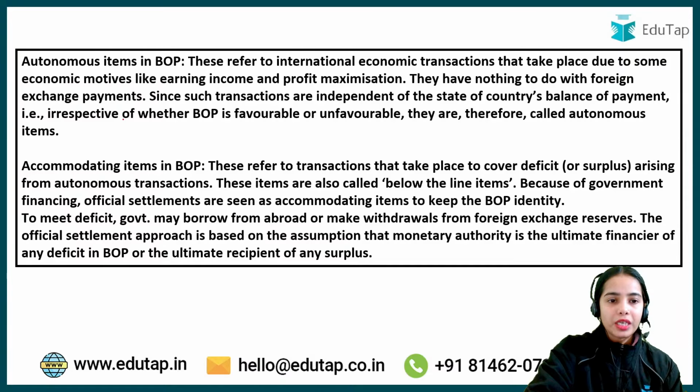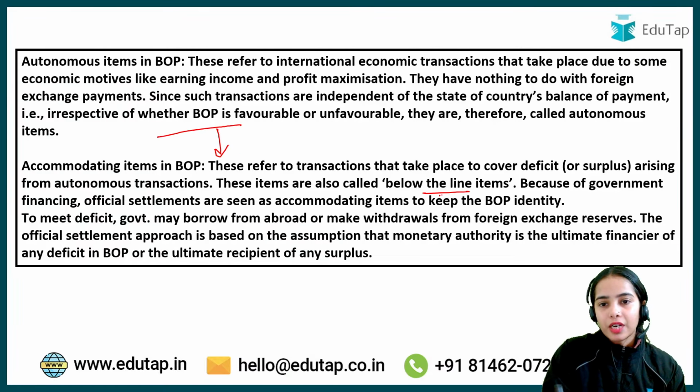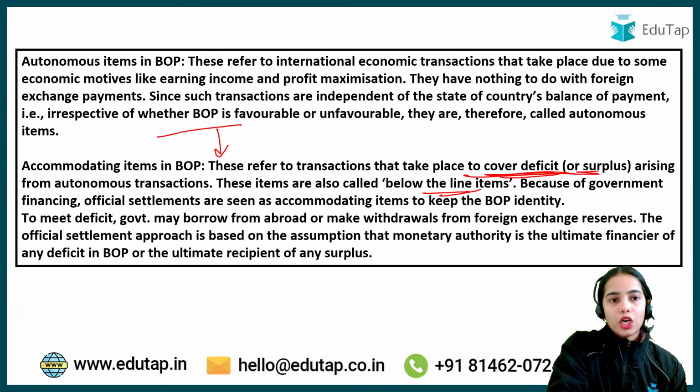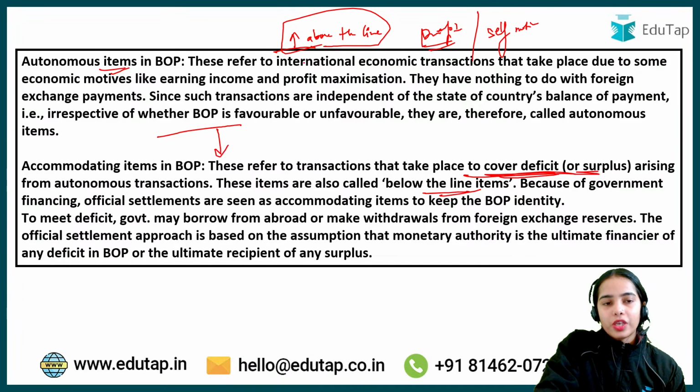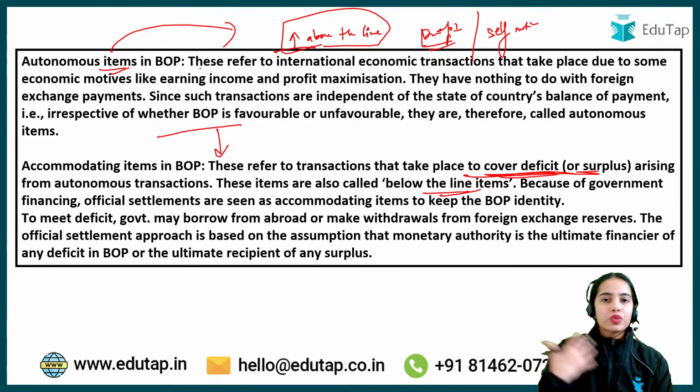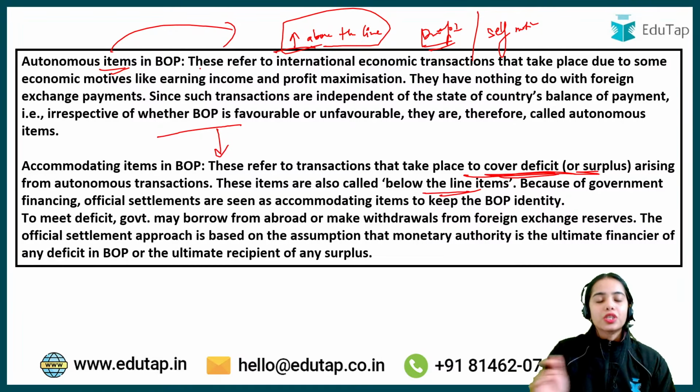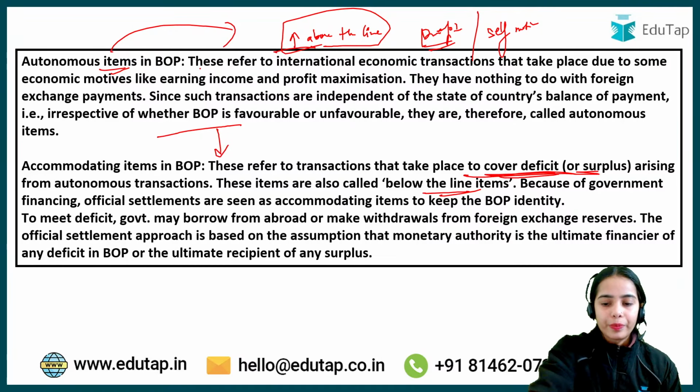Accommodating items are also known as below the line items, and they cover the deficit or surplus. Autonomous items are also known as above the line items. They are done majorly to get profit or to attain a self motive. Autonomous transactions like trade in goods and trade in services are above the line transactions done to gain profit.